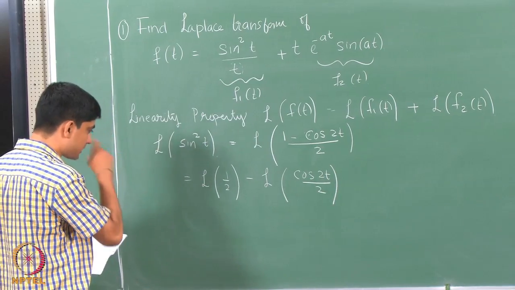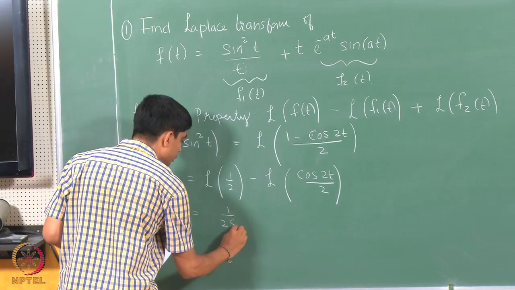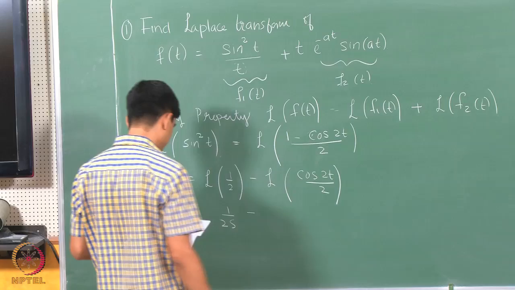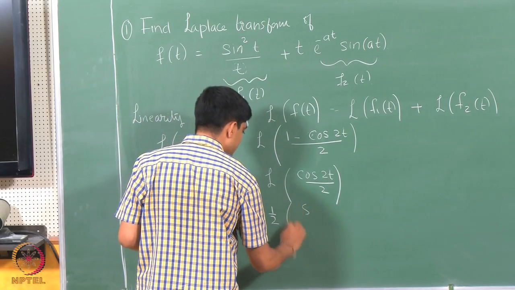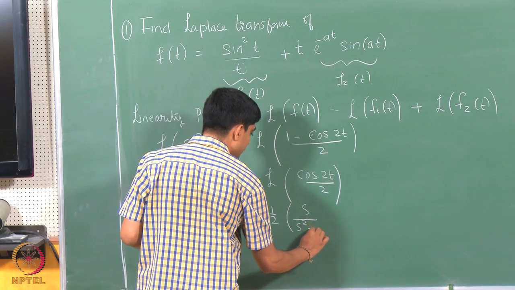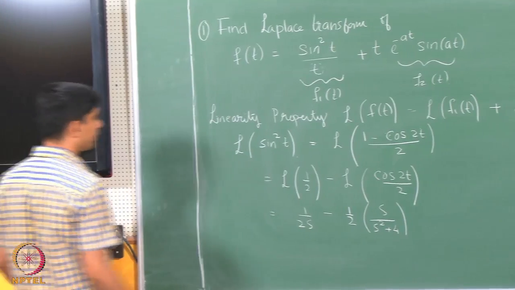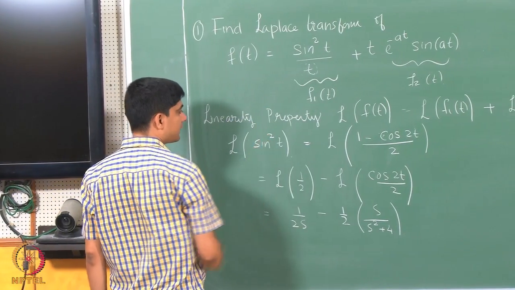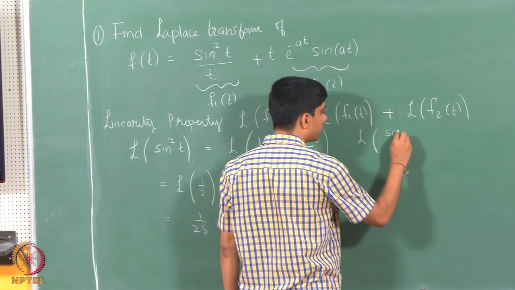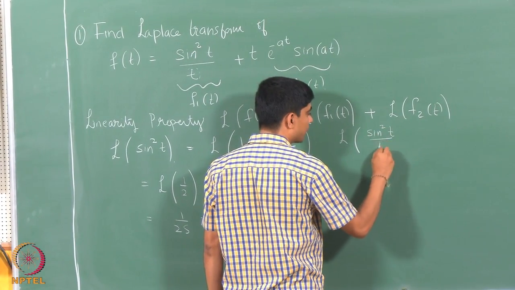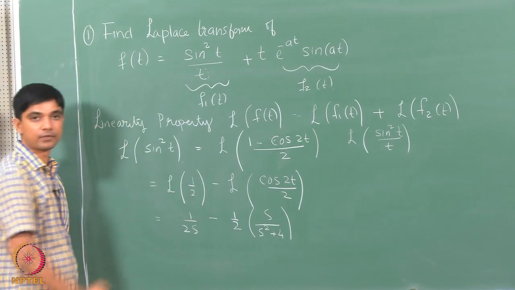Okay. Now, I just recorrect the formulas. So, this would be 1 over 2s minus 1 over 2 times, cos 2t would be s over s square plus 4, right. Okay. My original signal is of the form sine square t by t, right. So, I need to find the Laplace transform of sine square t over t. So far I have found the Laplace transform of sine square t.